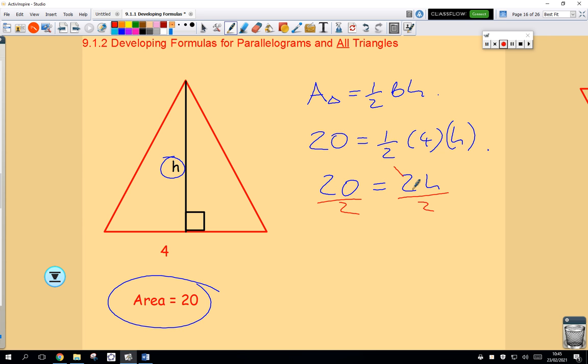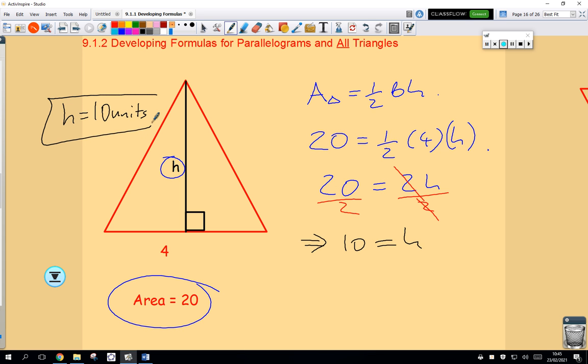And that will cancel that 2 on the right. If both sides of an equation are divided by the same quantity, then the two sides remain equal. So we get 10 is equal to h. The height is equal to 10 units. Not units squared, it's just a measure of distance, not a measure of area.